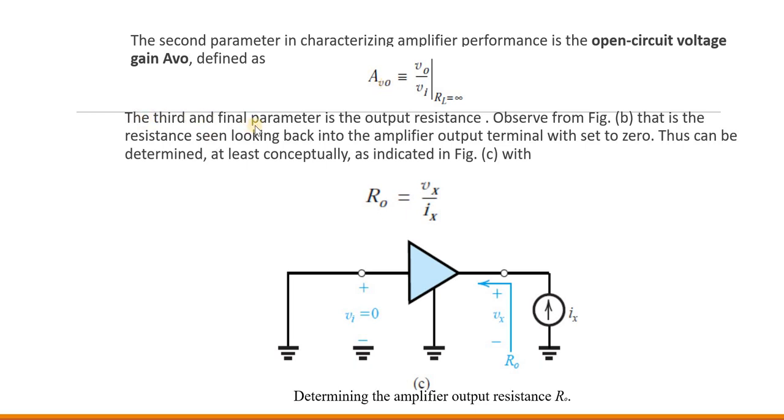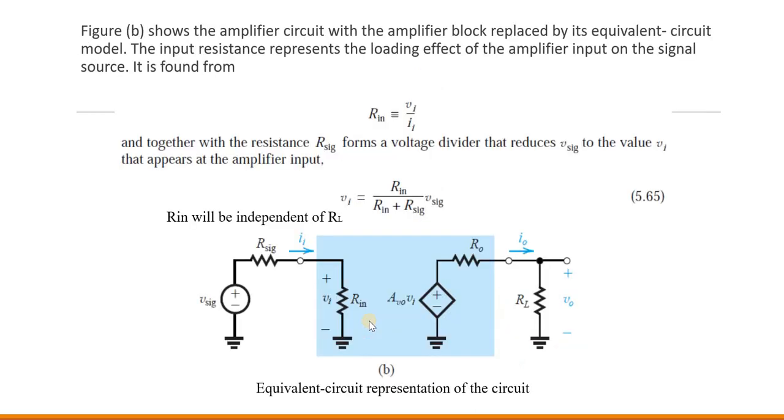Next is the third and the final parameter, that is the output resistance R naught, which can be calculated like Vx divided by Ix, that is depicted in the figure C. That is, output resistance can be calculated by considering the input voltage as 0, Vi as 0. So what happens to the output side of the amplifier? This will be 0.